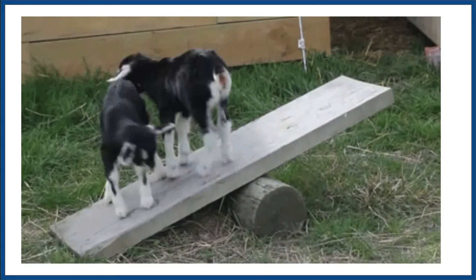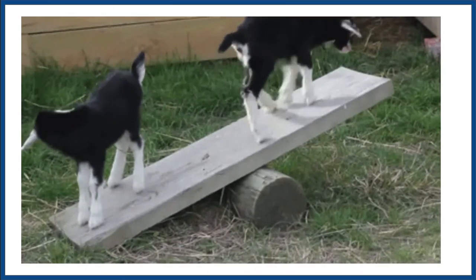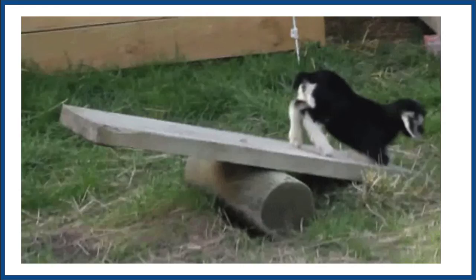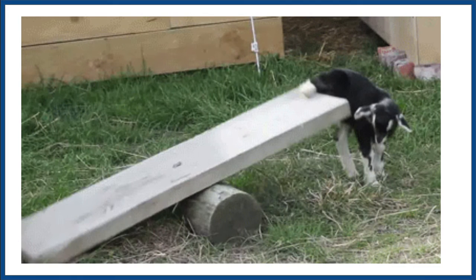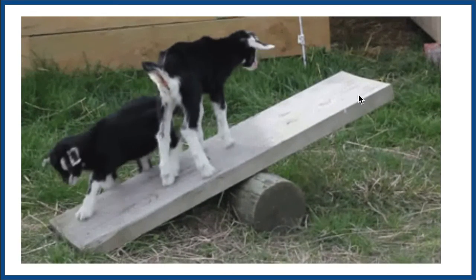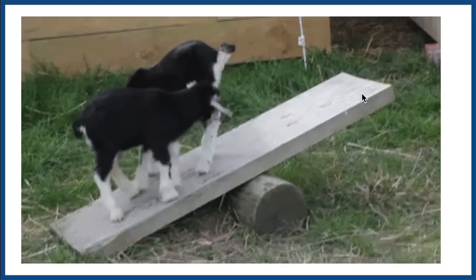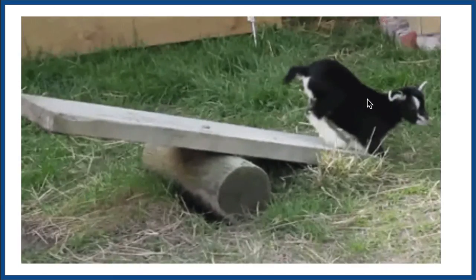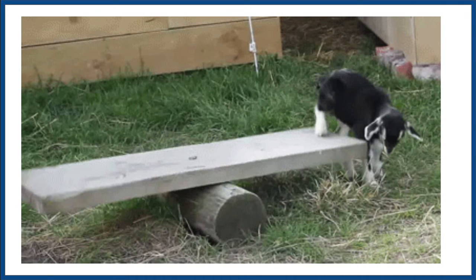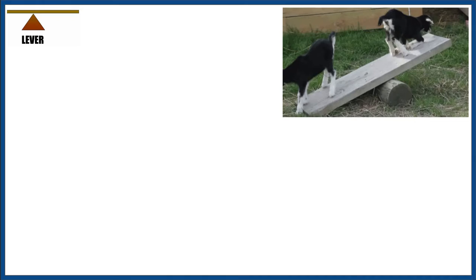Take a look at these goats playing around on this board. You can see here, when the one goat hits the right-hand side of this, what I'm going to call a lever, the goat pushes down because of its weight, and that forces the other side to go up. So this is an example of another simple machine called a lever.